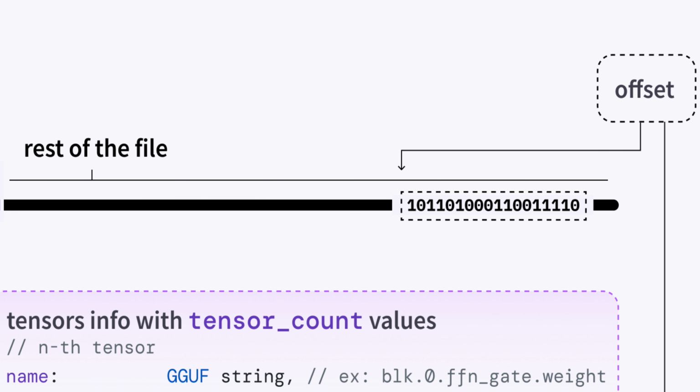There's a fourth section called padding or offset, where the files are aligned to a boundary. And then fifth and last is the actual tensor data, the weights, biases, and embeddings. This is where most of the file size comes from.